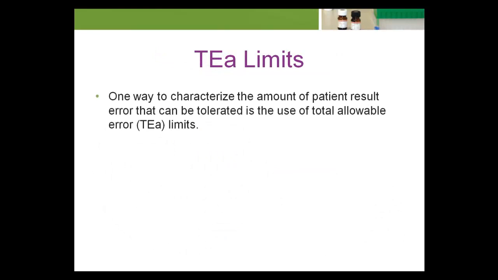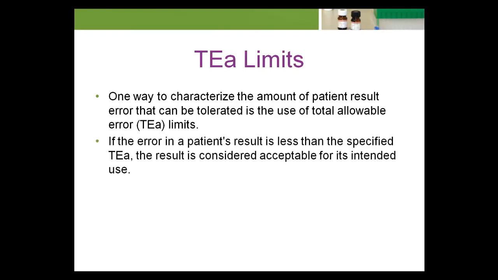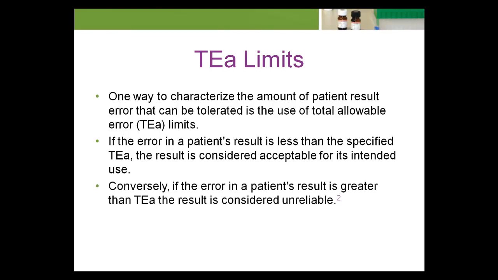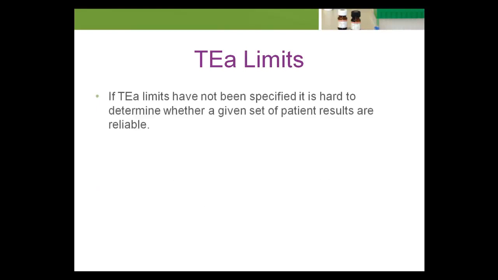One way to characterize the amount of patient result error that can be tolerated is the use of total allowable error, TEA, limits. If the error in a patient's result is less than the specified TEA, the result is considered acceptable for its intended use. Conversely, if the error in a patient's result is greater than TEA, the result is considered unreliable. If TEA limits have not been specified, it's hard to determine whether a given set of patient results are reliable.